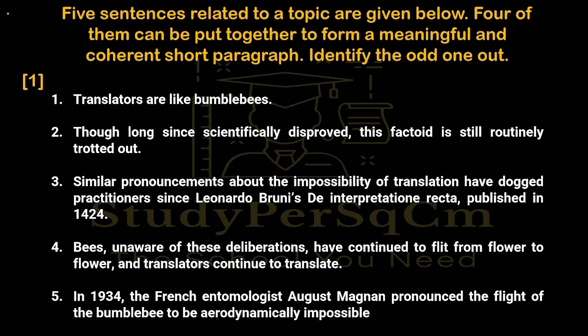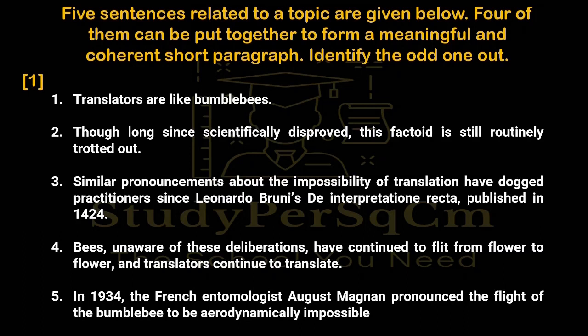So odd one out का question जब एग्जाम में आता है, it comes in this way that 5 sentences related to a topic are given below. 4 of them can be put together to form a meaningful and coherent short paragraph. Identify the odd one out. So odd one out के question जब भी solve करेंगे, तो आपको ये आइडेंटिफाई करना है कि किसी दो सेंटेंसेस में कोई लिंक है, या दो सेंटेंसेस अगर कनेक्टेड हैं तो वो किस तरह से कनेक्टेड हैं, और अगर वो कनेक्टेड हैं तो उन दोनों में से कोई भी ऑड वन आउट सेंटेंस नहीं होगा. सो इसी स्ट्रैटेजी के साथ हम अपने पहले ऑड वन आउट पे आते हैं.